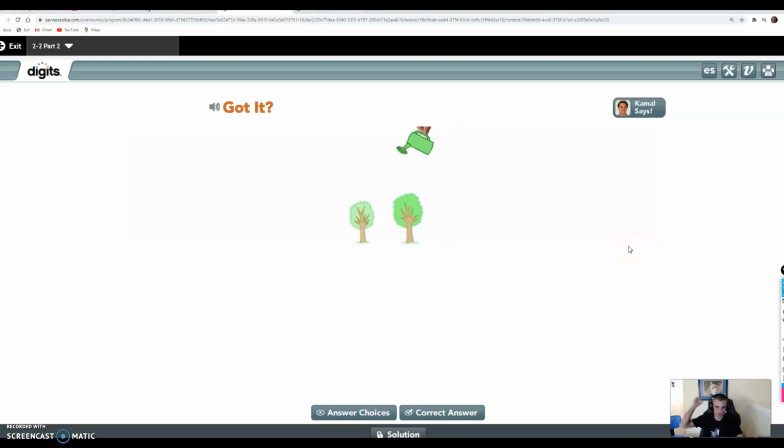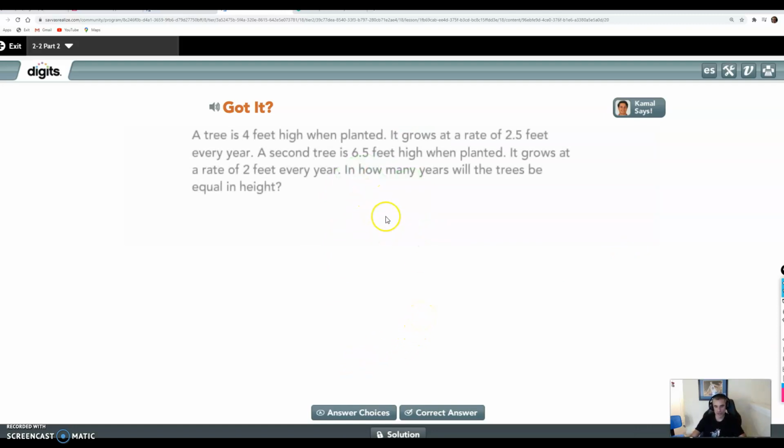Okay, for this problem we have two trees. Notice one tree is taller than the other, but the tree that was smaller is growing faster. So it actually went from being smaller to being bigger. All right, a tree is 4 feet high when planted. It grows at a rate of 2.5 feet every year. So again, we're going to let x equal the number of years.